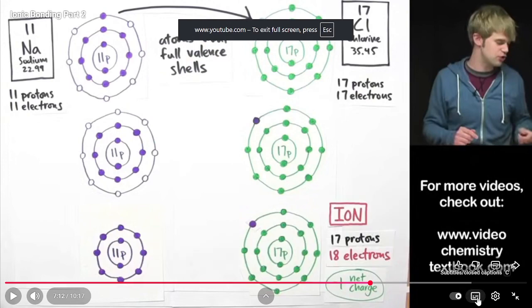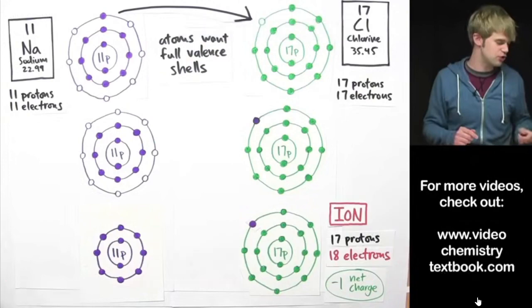So you could fill in the blanks. On the right-hand side at the bottom of the page, it says 17 protons, 18 electrons, and a negative 1 net charge. What do you think is going to go in the blanks on the left-hand side of the page? Tell your partner.